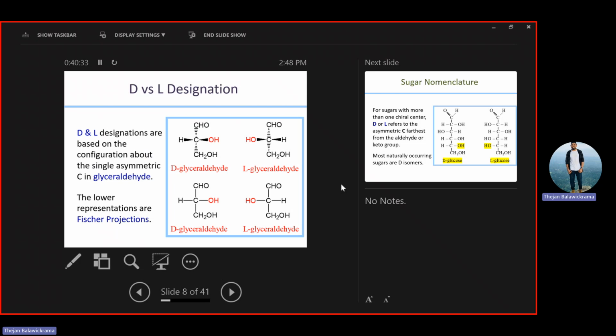Those are the two, right? So this is a mirror image story. What if we take both the mirror images into the solution in equal amounts, 1-to-1 ratio, 50-50? Then what will happen? One mirror image will be trying to rotate the plane polarized light to the clockwise direction. The other mirror image will be trying to rotate the plane polarized light to the anti-clockwise direction, right? Then both the efforts are going to be equal.